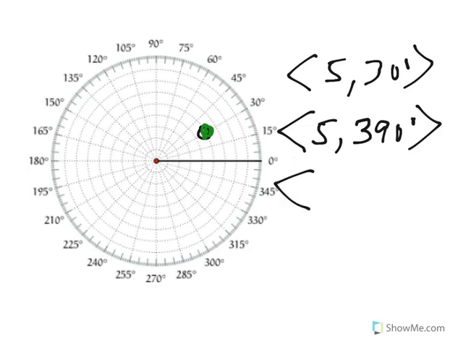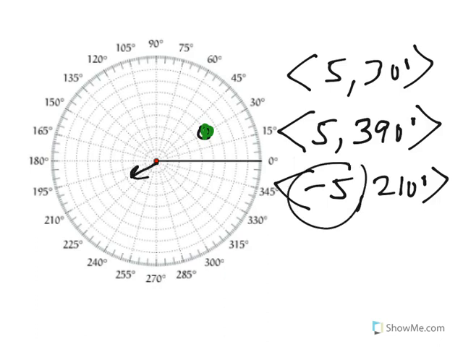And the r value actually can be negative. So like negative 5, 210 degrees. Okay, so the way that works is you tell the person, face in the direction of 210. So they're facing in that direction. And then you say walk backwards 5 units. Well, that person ends up at exactly the same place.